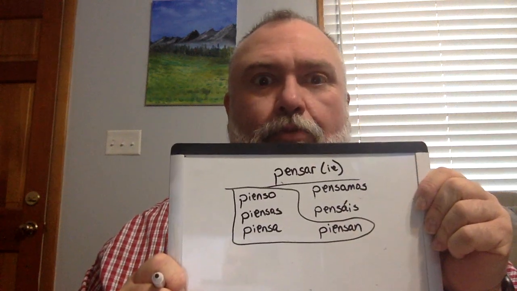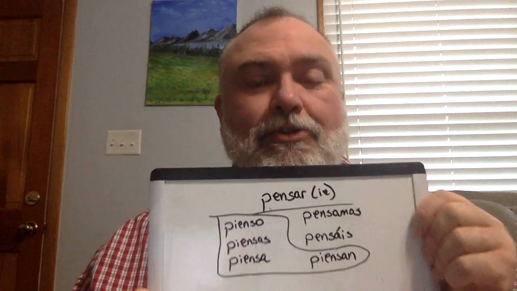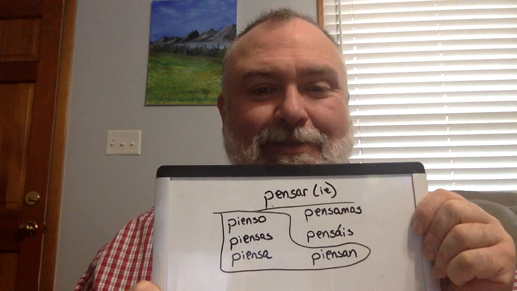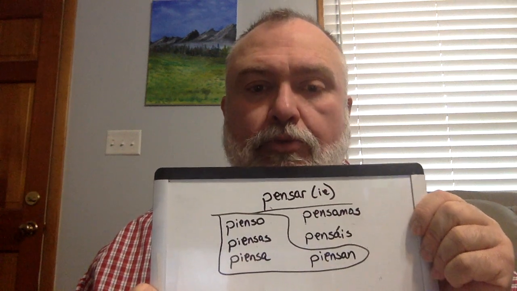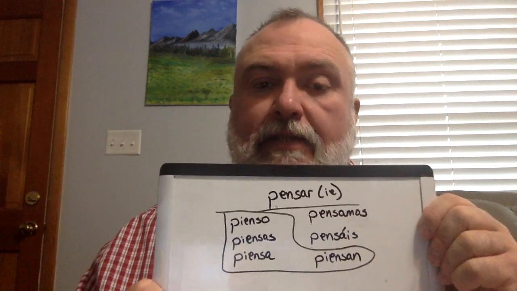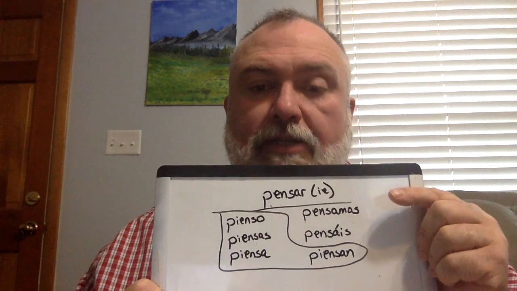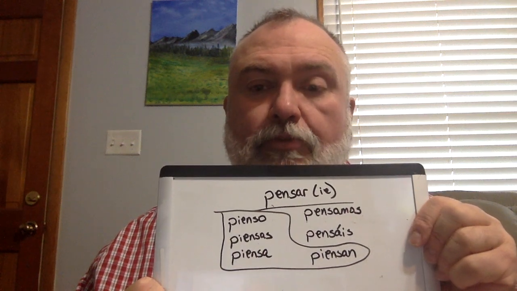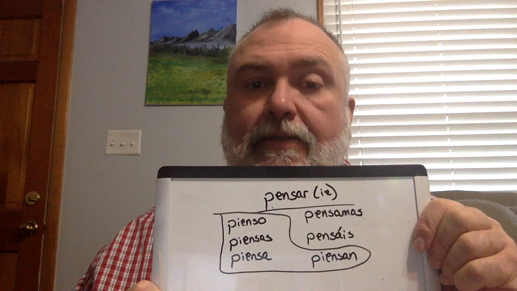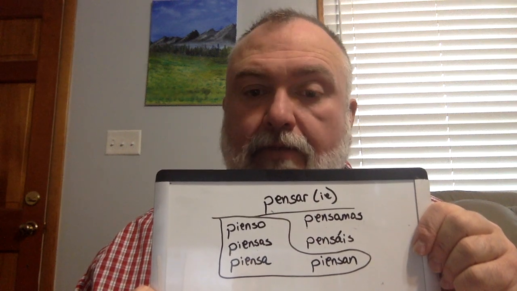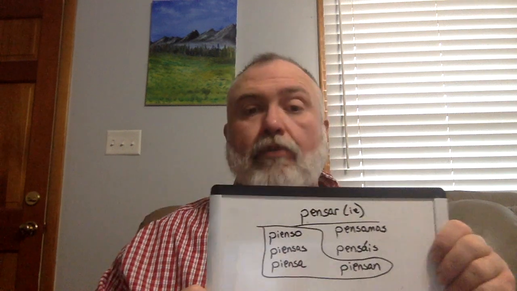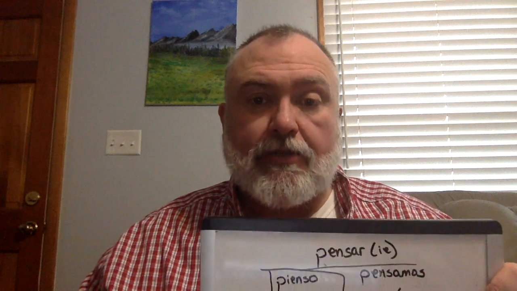Now, you've seen this pattern before. The boot. We call stem changing verbs boot verbs for a reason. They change inside the boot. So if it's an E to IE stem changer, it's going to change inside the boot. Pienso, piensas, piensa. Pensamos, pensáis, piensan. We use it just like any other verb. It just has an extra change. Okay?